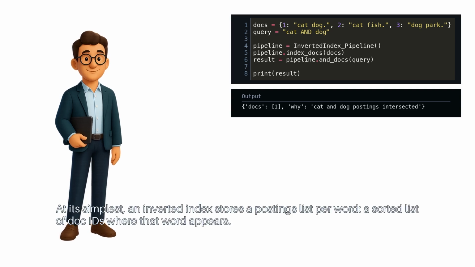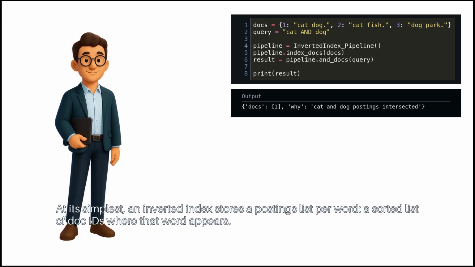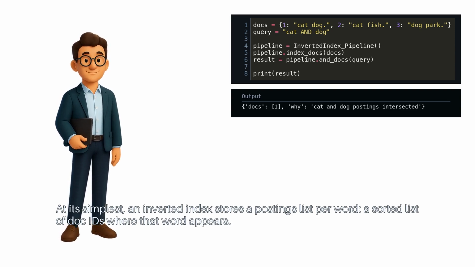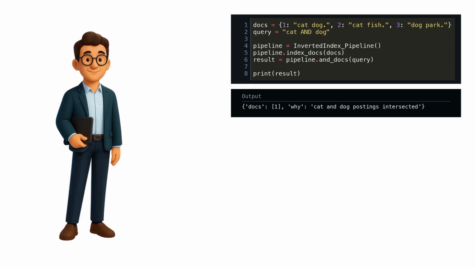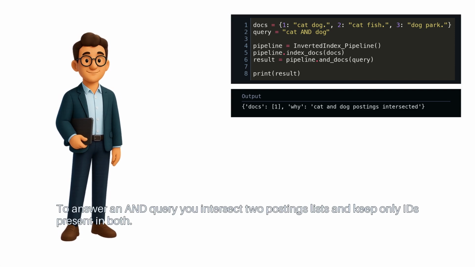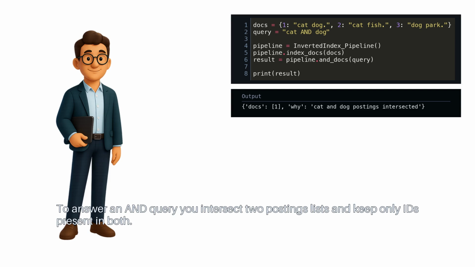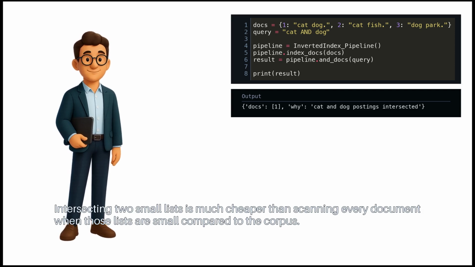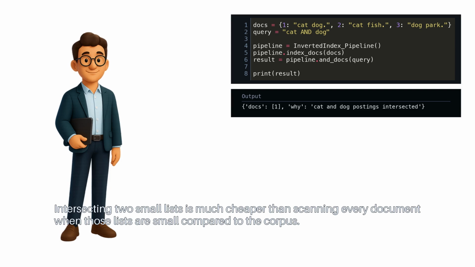At its simplest, an inverted index stores a postings list per word, a sorted list of doc IDs where that word appears. To answer an AND query, you intersect two postings lists and keep only IDs present in both. Intersecting two small lists is much cheaper than scanning every document when those lists are small compared to the corpus.